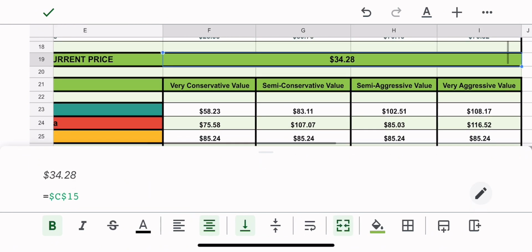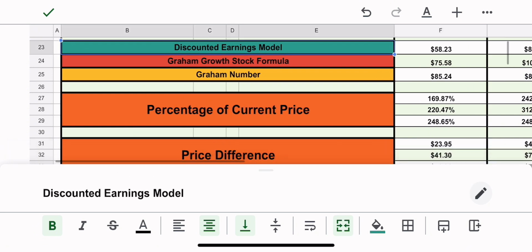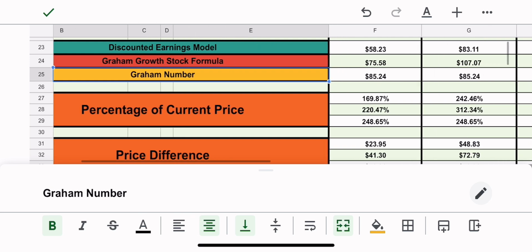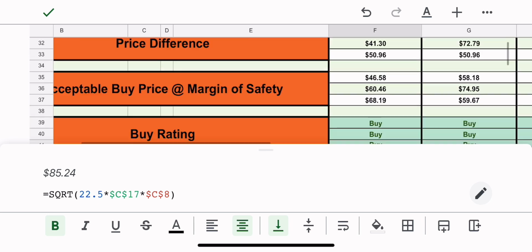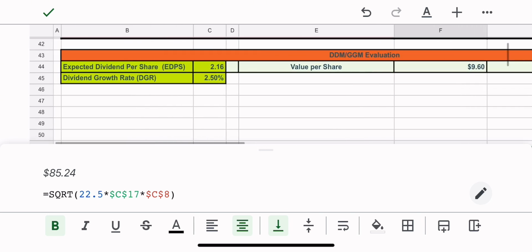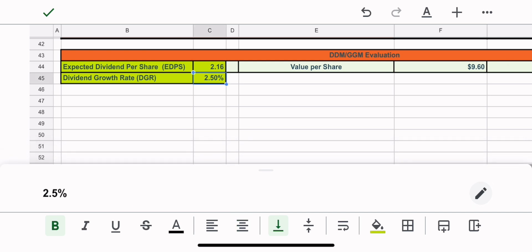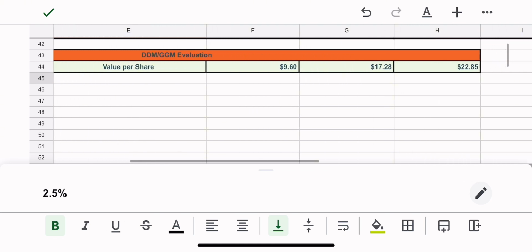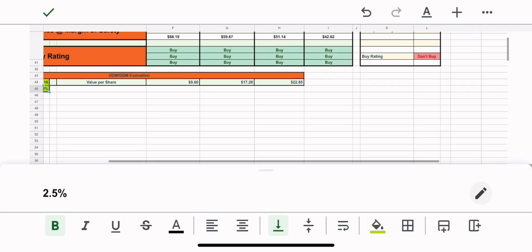and it's automatically pulling in our current price. And that lets us here look at three different intrinsic value calculations: discounted earnings, Graham growth stock, and Graham number. Those Grahams are not to be confused. The middle one is Benjamin Graham, the father of modern value investing, and the other Graham's another guy that had a simple formula. And again, this gives us a very easy way of looking at stocks. We also have the dividend discount model, or Graham growth model as well, and that's going to look at our assumptions about the dividends and what price it would be reflected at.